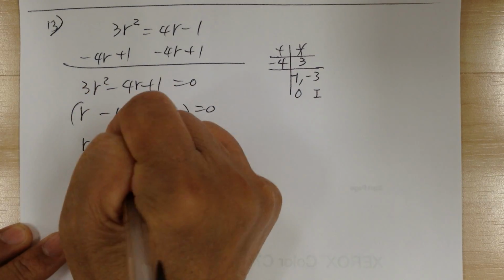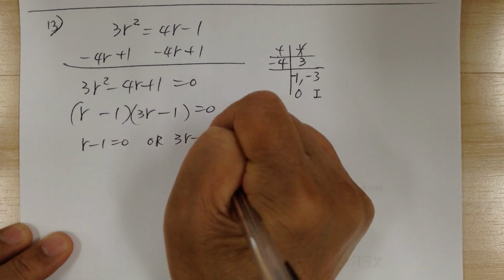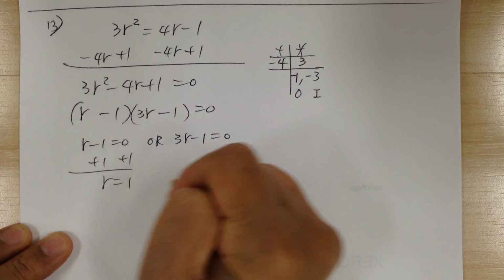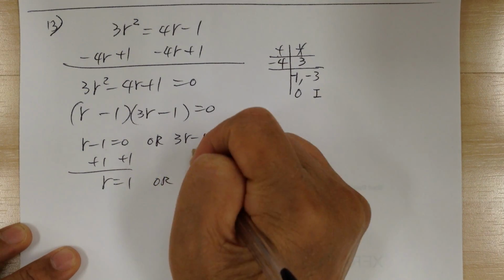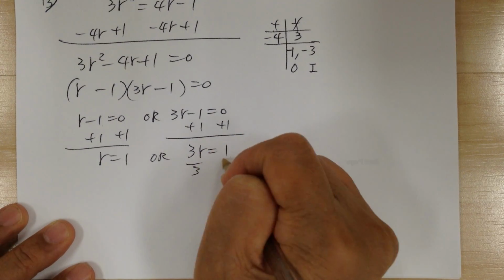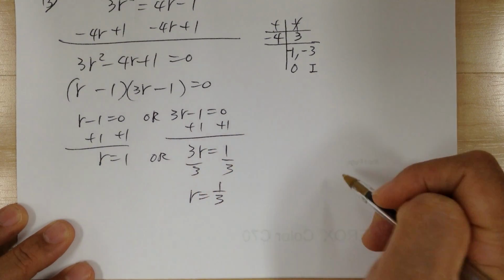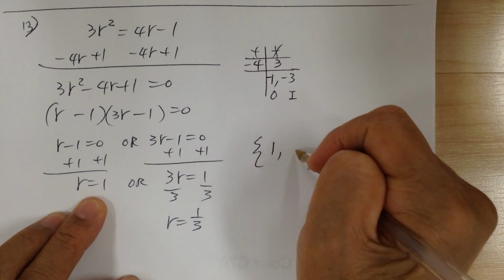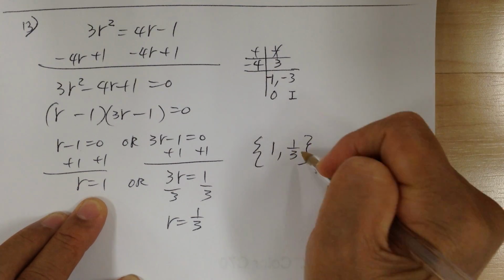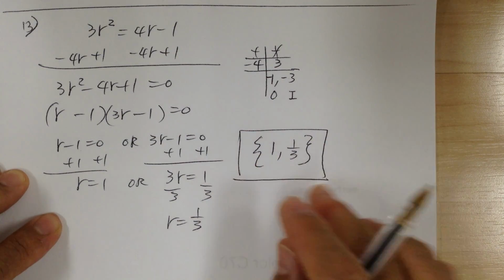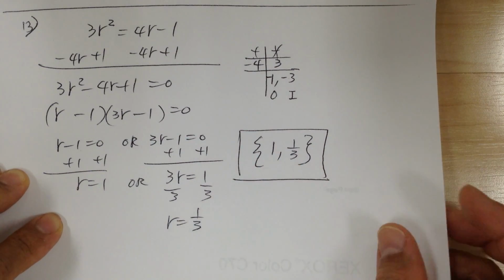So r minus 1 equal to 0, or 3r minus 1 equal to 0. So this one you solve by plus 1 on each side. Okay, or this one you plus 1 on each side. So you got 3r equal to 1. Then you divide by 3, so r equal to 1 over 3. Okay, so your solution set would be 1, 1/3. So again, it doesn't matter which order you do it because it's a set, right? So it doesn't matter the order. Okay, let's go to the next one.